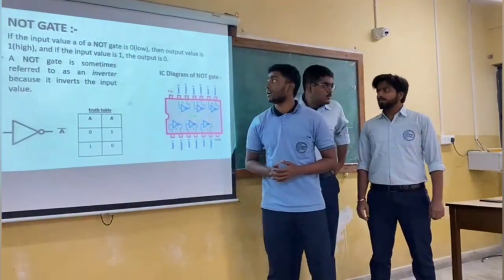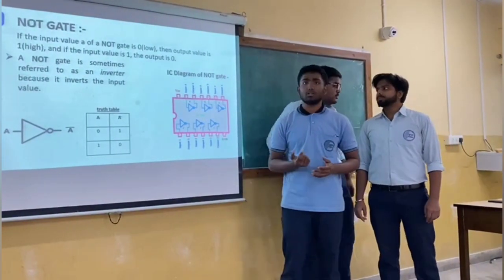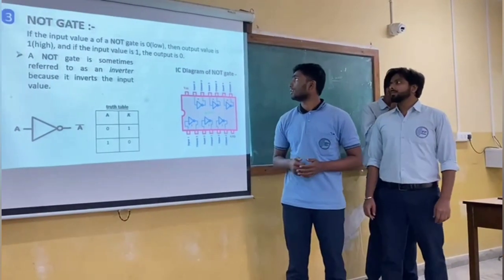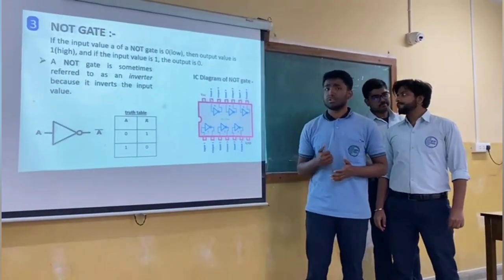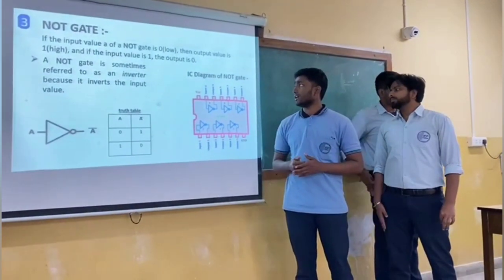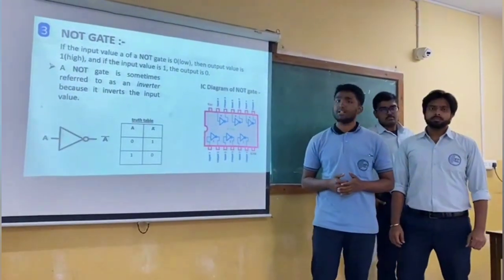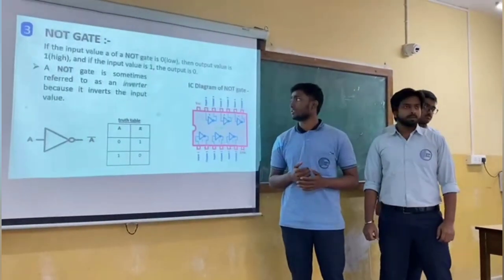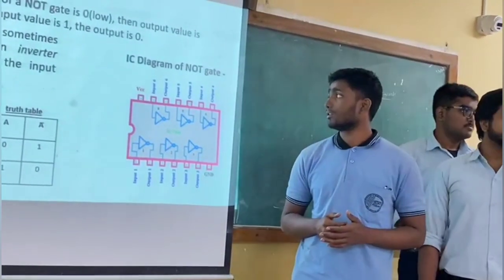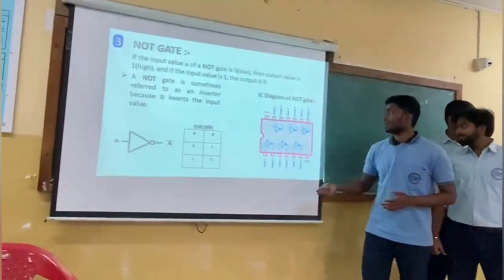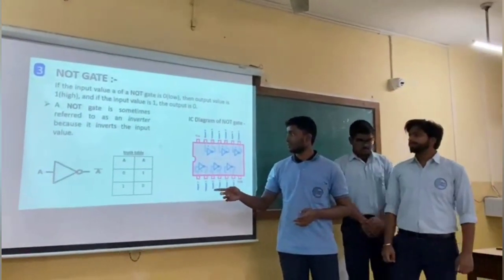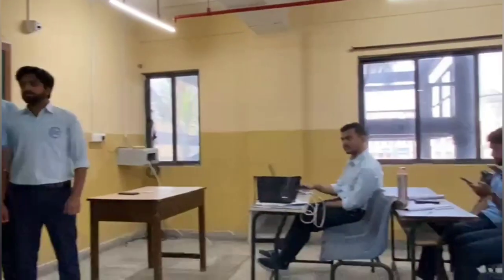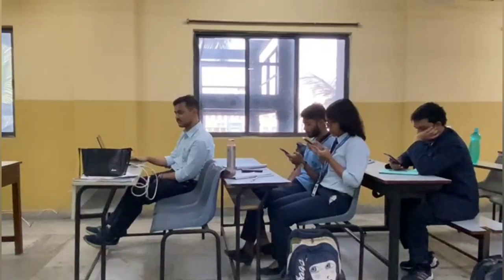In the NOT gate, if the input value is 0, then the output is 1. If the input is 1, the output is 0. The NOT gate is sometimes referred to as the inverter because it inverts the input value. The truth table: A, A complement, 0 gives 1, 1 gives 0. And this is the IC diagram of the NOT gate.